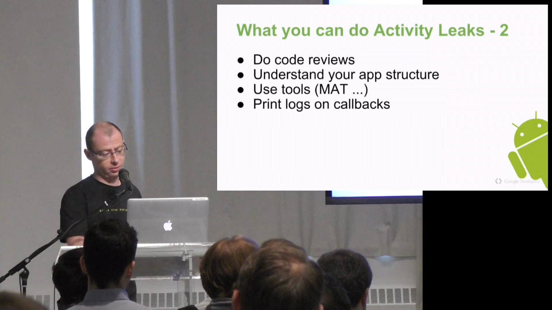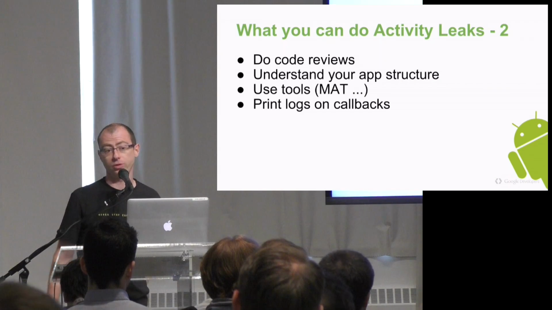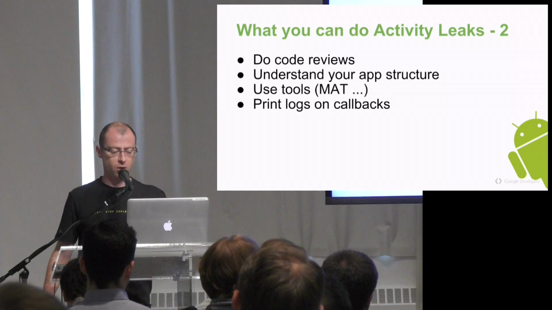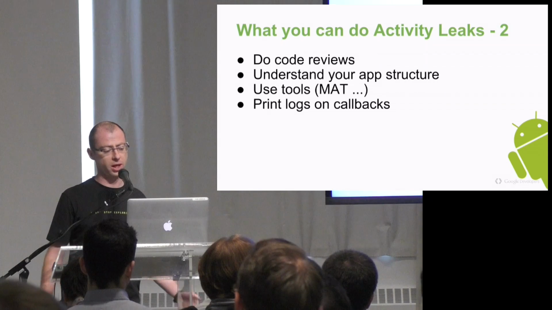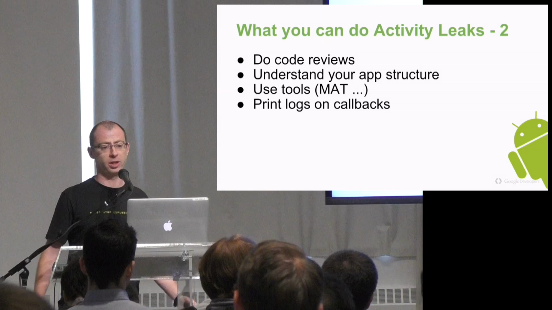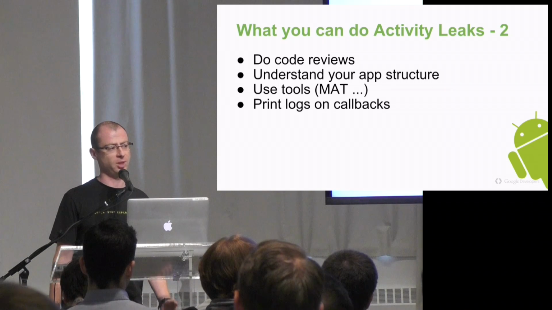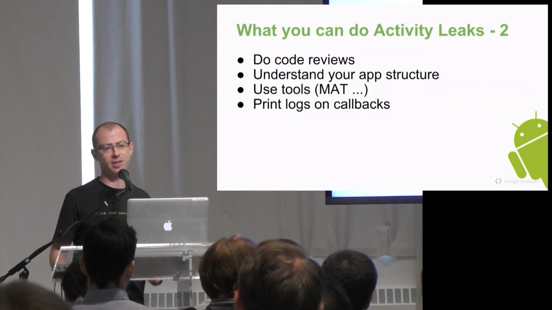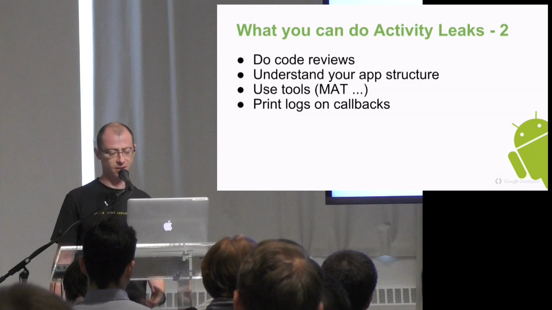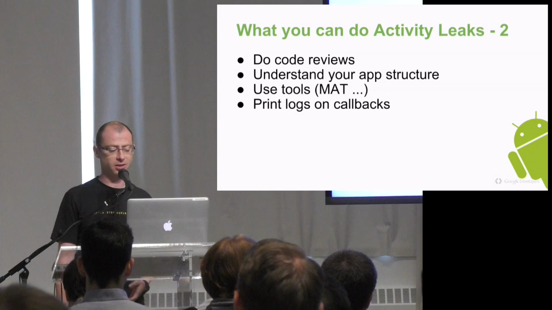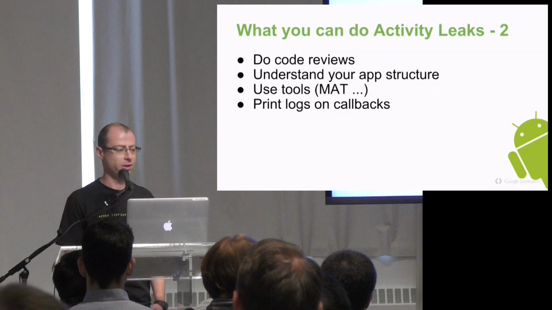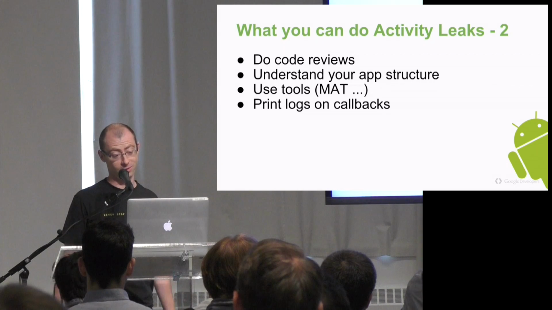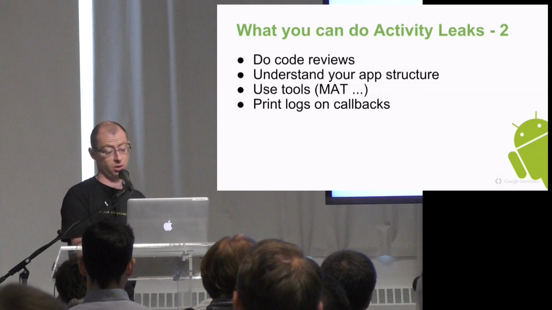What can you do more? Please do code reviews. Based on my personal experience, code reviews are so far the most effective way to find memory leaks. Each app is different. The apps are big. The logic is complicated. And as an added bonus, when you do code reviews, and if you do them well, you understand your application structure, which is really important.